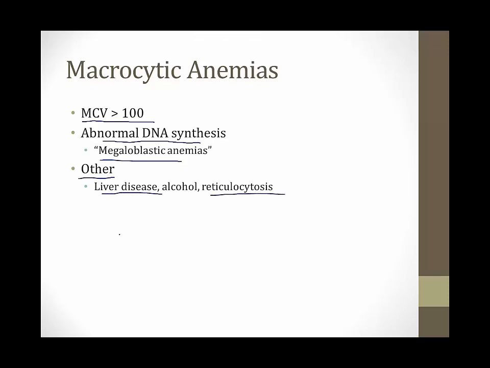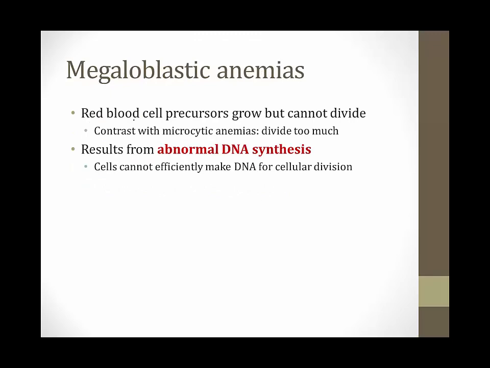We'll also talk about all of those. Megaloblastic anemias are anemias where red blood cell precursors grow but cannot divide normally. So this is like the opposite of microcytic anemias, where red blood cell precursors divide too much and make small cells. Megaloblastic anemias result from abnormal DNA synthesis.